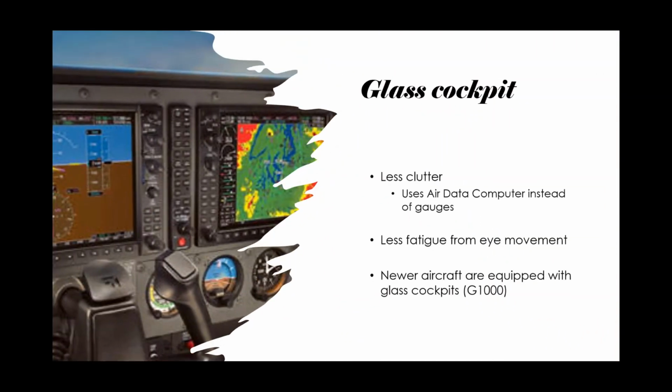Some of the other pros you have on the glass cockpit is there's less clutter, as it uses the air data computer instead of gauges. Less fatigue from the eye movement, as you're not looking around at different gauges, it's all on one screen. And newer aircraft are equipped with these glass cockpits, such as the G1000 screens themselves.